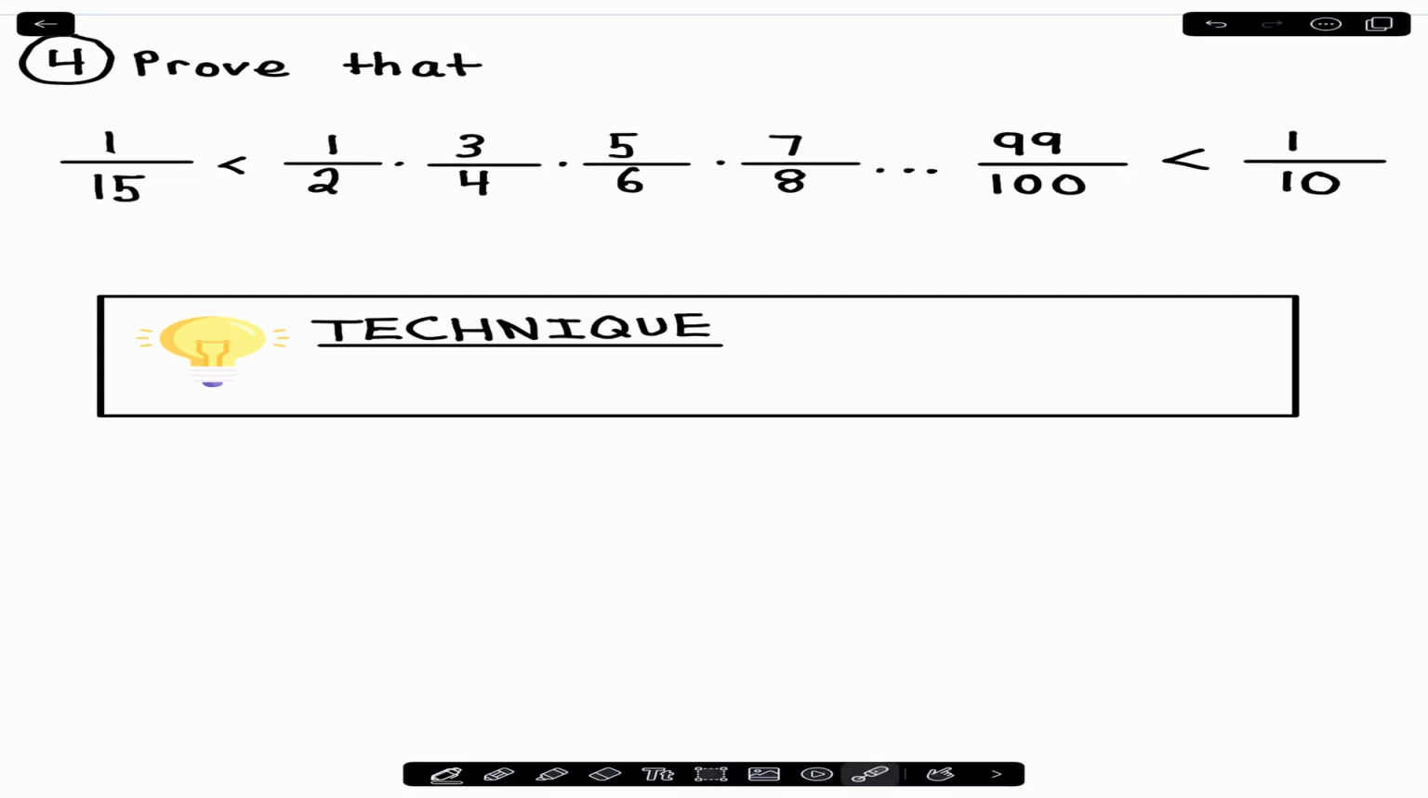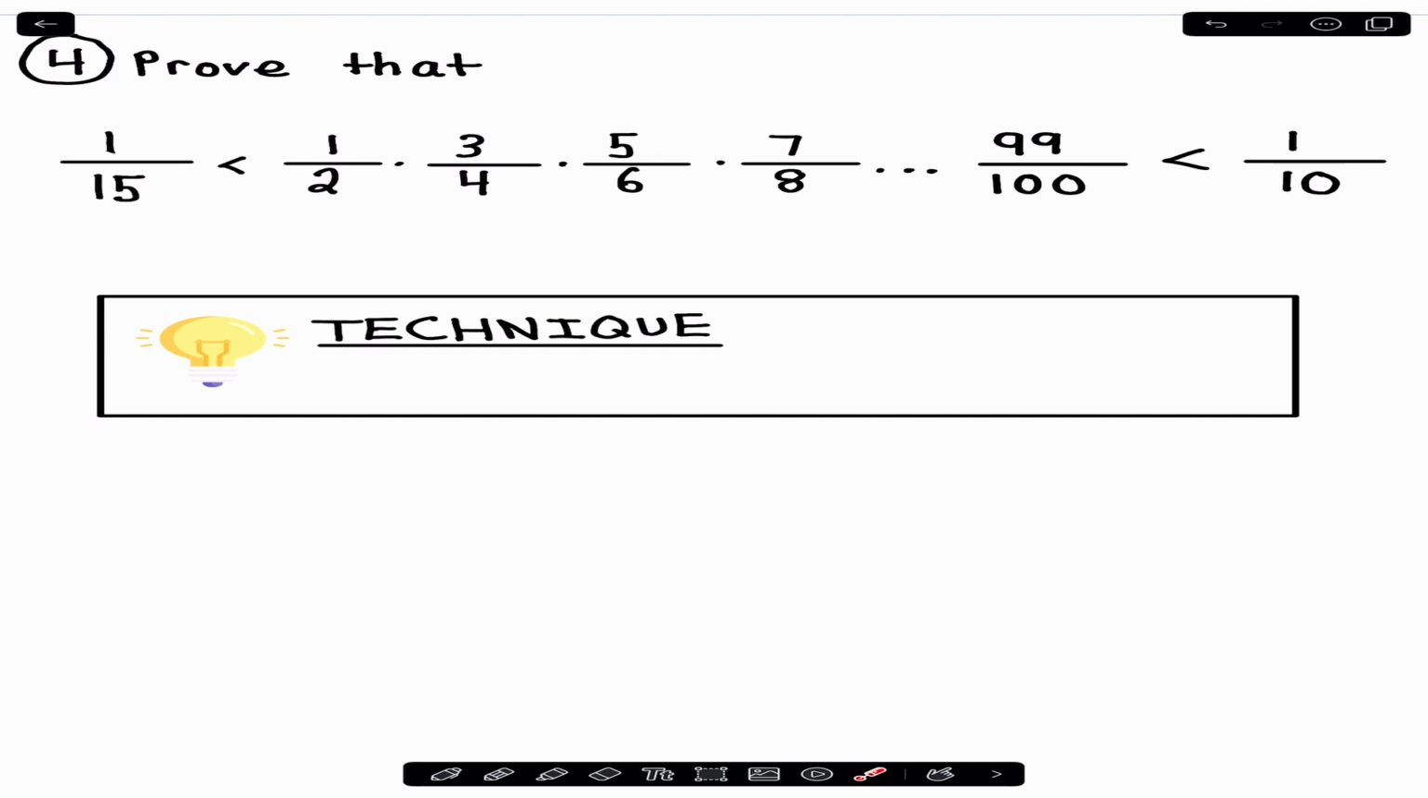So somehow we have to show that this giant thing in the middle, so that's 1 over 2 times 3 over 4 times 5 over 6, so on and so forth until 99 over 100, is somehow bigger than 1 over 15, but smaller than 1 over 10.